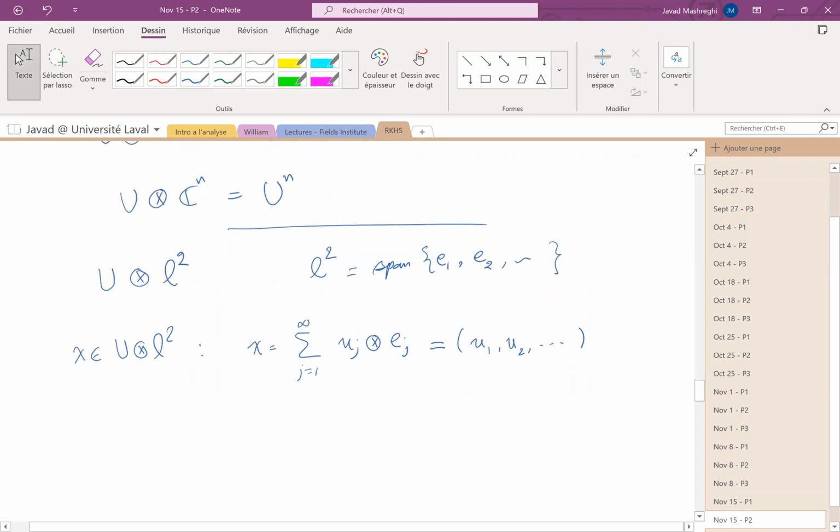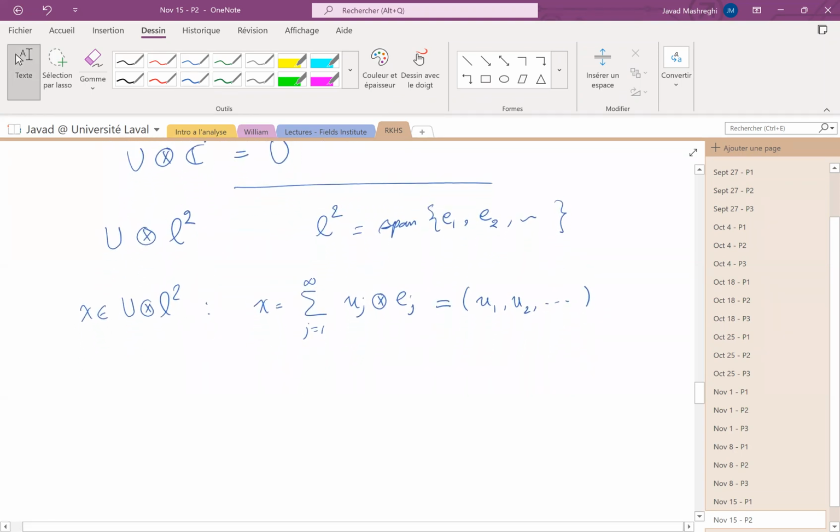And this is equal, but equality in the sense I explained above, to the vector U1, U2, and so on. Indeed, it's not equality, it's isomorphic to that. And that is why we can say that U tensor L2 is equal to U Cartesian U infinitely many times, or the product over j from 1 up to infinity of Uj, where Uj is equal to U.